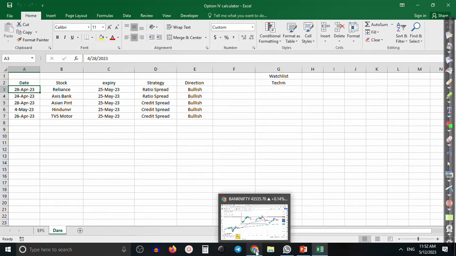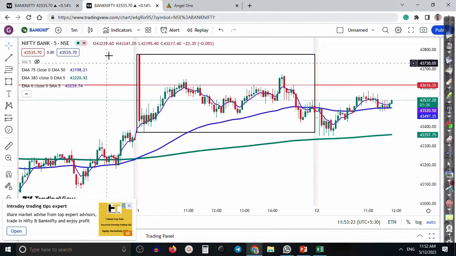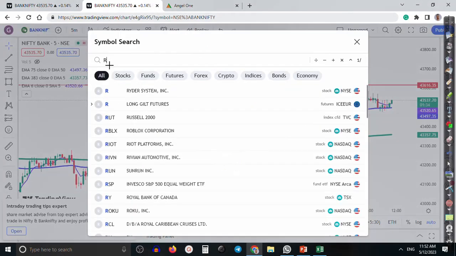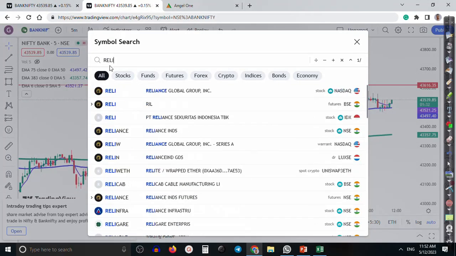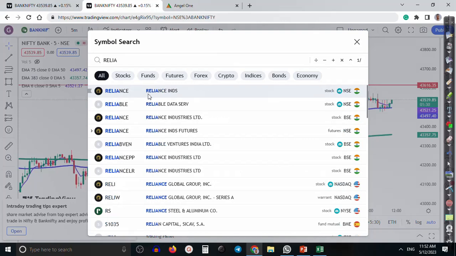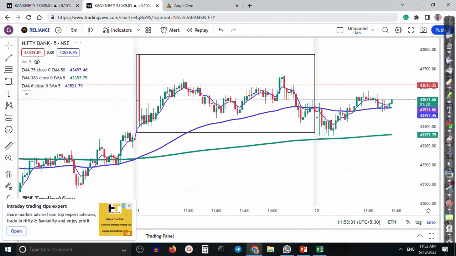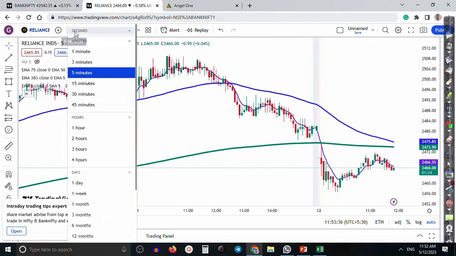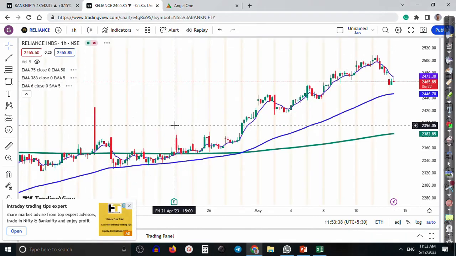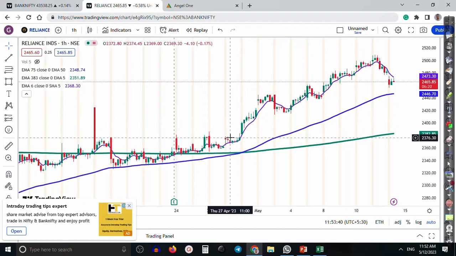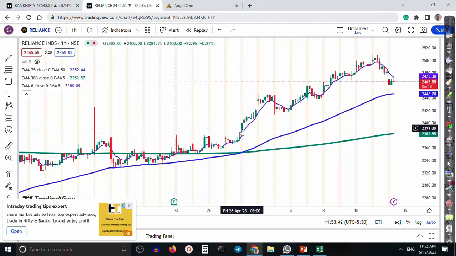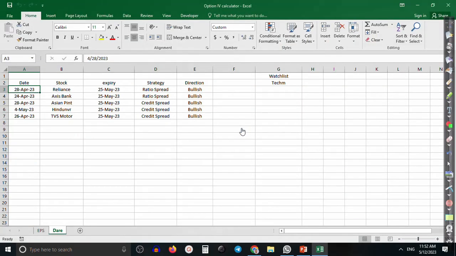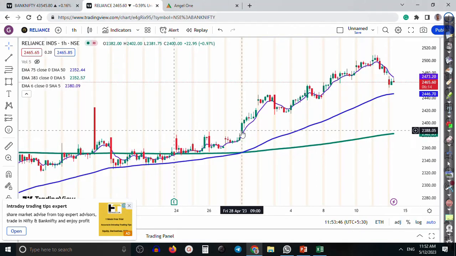First one, I use Reliance. Let me show you Reliance Industries, India. Okay, perfect. Now let me show you the 1 hour time frame where I placed the order. I think here on 28th April, I can see after getting a confirmation.